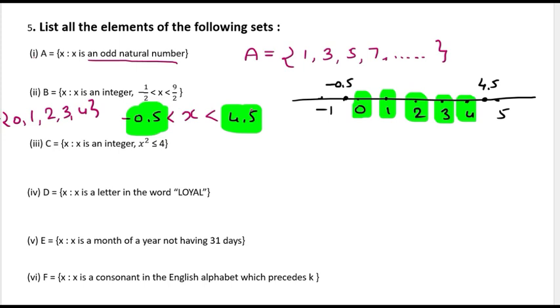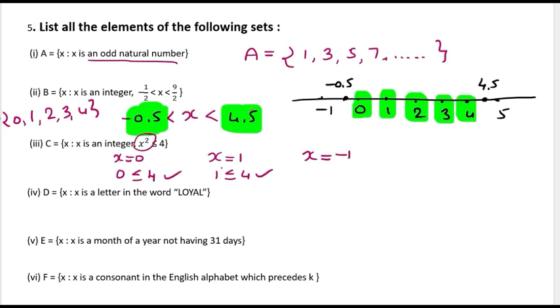Next, third one, C is equal to collection of all x, x is an integer, x square is less than or equal to 4. Take x value as 0. When you take x value as 0, 0 square is 0. 0 is less than or equal to 4. True. Take x value as 1. 1 square is less than or equal to 4. True. Take x value as minus 1.